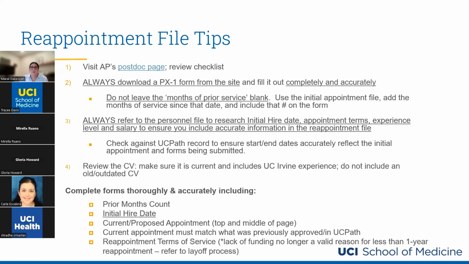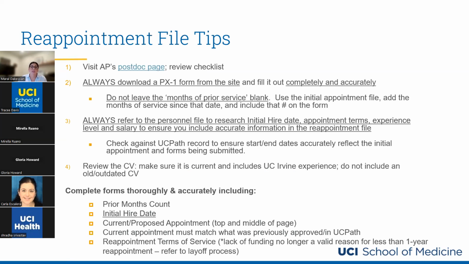Okay, here are some file tips on reappointment files. Very similar to the new appointment file. Download the postdoc PX1 form from AP's page. Don't leave the month of service blank. Please make sure that you're counting the service both at the previous institution, if there was one, and at UCI when you fill that out. Make sure the top of the form makes sense. The top of the form asks for the current appointment. So make sure that it makes sense from what was previously approved, and make sure that it matches what's in payroll.